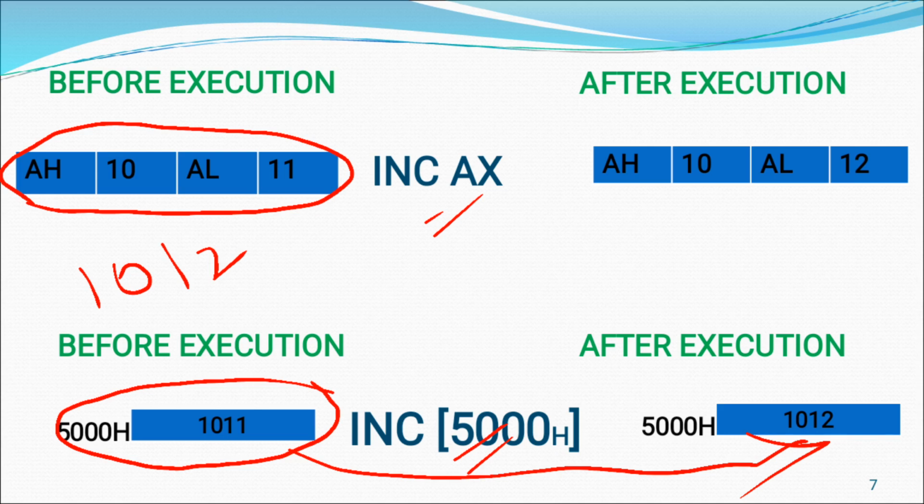So what the increment instruction is going to do is add 1 to the content of the source register or source memory location. Okay? So it adds 1 to the value in the register. That is the increment instruction.